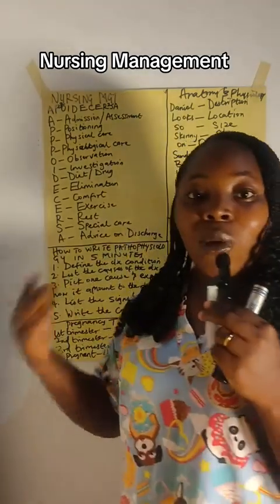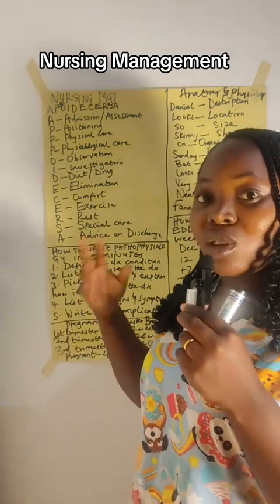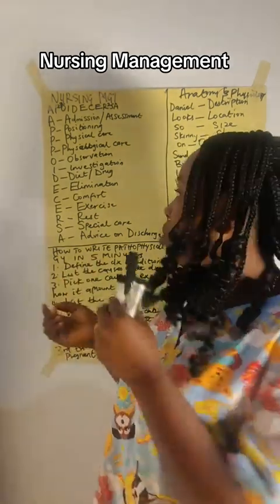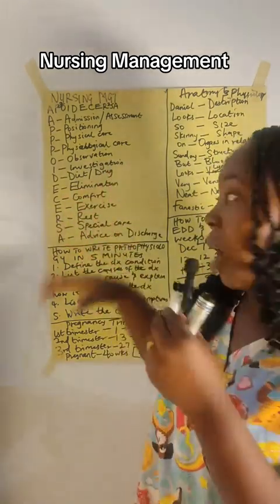In I, this is where you will tell us the investigation you carry out, maybe the blood test, the sugar level, so on and so forth. It is for laboratory tests. Those investigations you carried out.